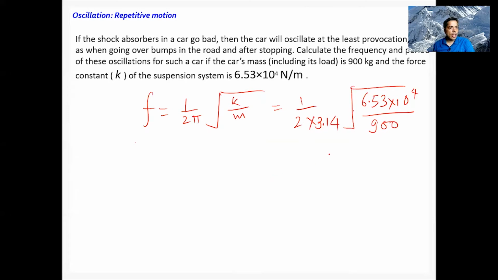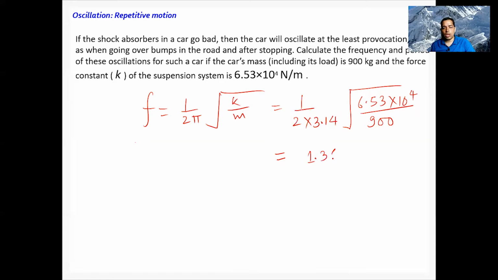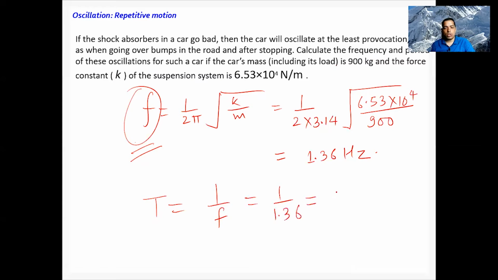So now if you do that, you happen to get the frequency. I'll give you the answer here. This is in hertz. If you know the frequency, then what will be the time? Calculate the frequency and period of this oscillation. So we know the frequency. Now let's figure out the time, which is 1 over f, right? So this is 1 over 1.36, which is equal to 0.738 second.